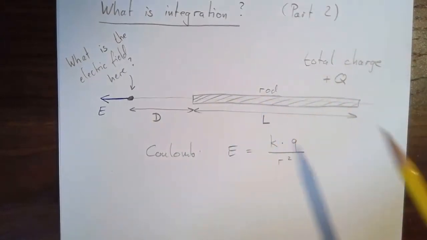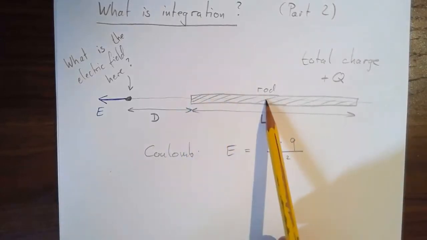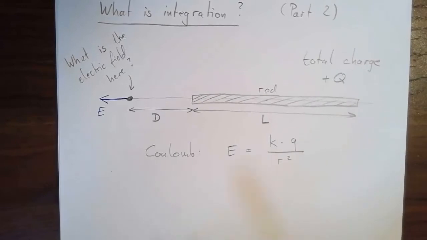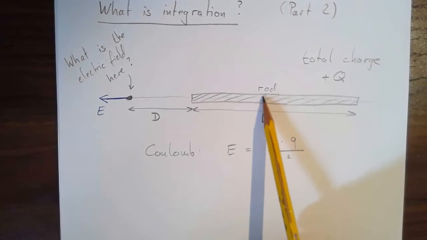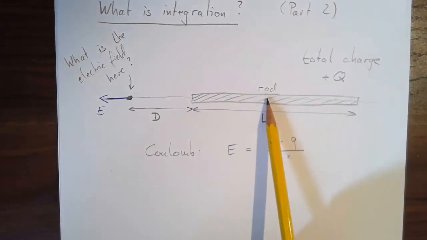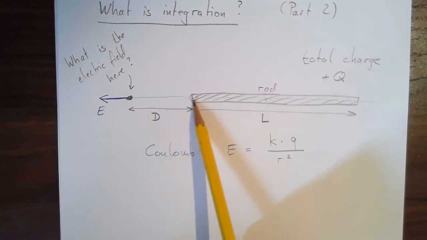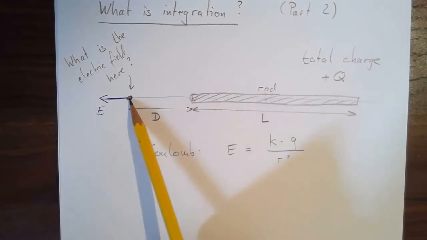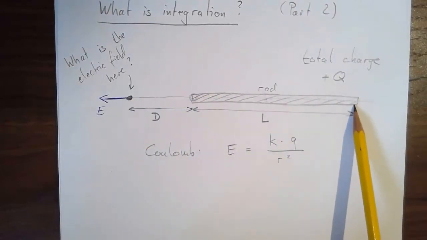Now this rod is not located at a point, right? It has an extension. Some of it is located here, some of it is located here, some of it is located here. So what should I put in? Maybe I should put in just the middle value, like L over 2, right? Halfway. But that's not going to work, because this end of the rod, we probably all agree, has the strongest contribution to the electric field here because it's closest. This one has the weakest.